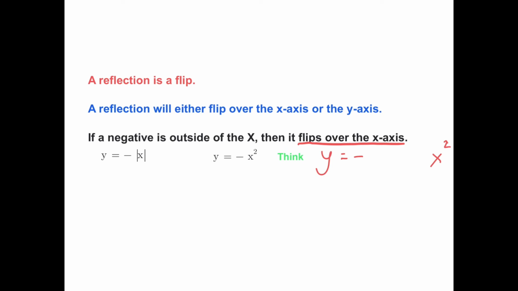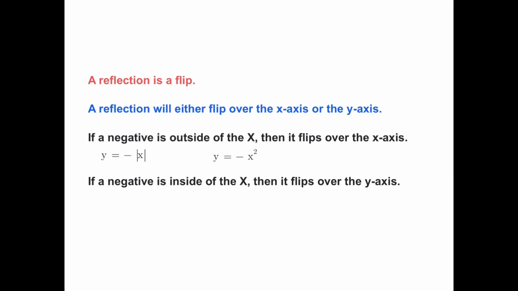Let's talk about inside ones. Inside ones are obvious. Okay? The negative's on the inside. Now it flips over the y-axis. And here are my examples. Like I said, it's obvious. The negative is inside the absolute value. The negative is inside the parentheses, squaring it. What's interesting about these two is what kind of graph you get. I'm going to show you here in a second.